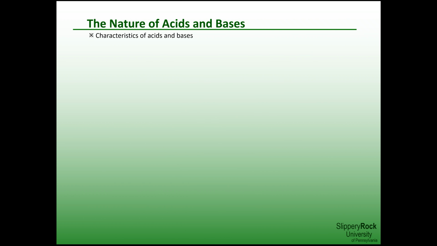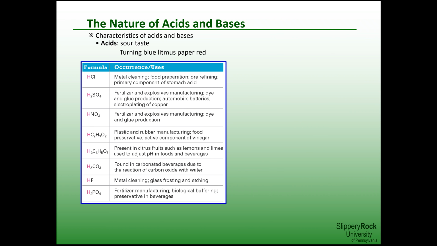Acids have a sour taste and turn blue litmus paper red. Examples of acids include hydrochloric acid, sulfuric acid, nitric acid, acetic acid, citric acid, carbonic acid, hydrofluoric acid, and phosphoric acid. By convention, acidic hydrogens are written first in the chemical formula. These are represented by the first hydrogens shown in red in each formula of the listed acids.